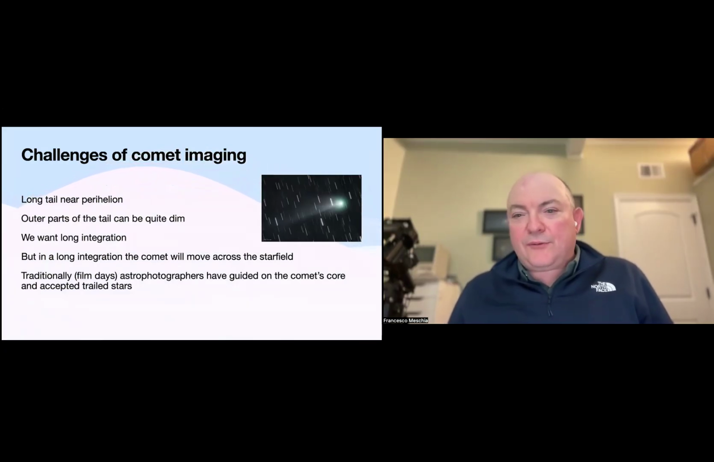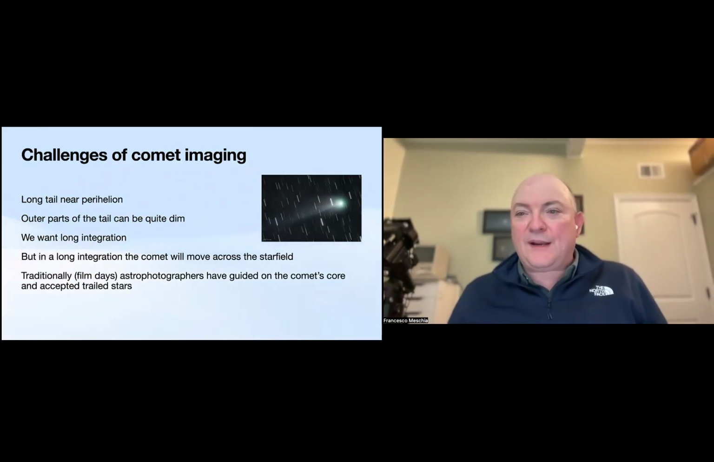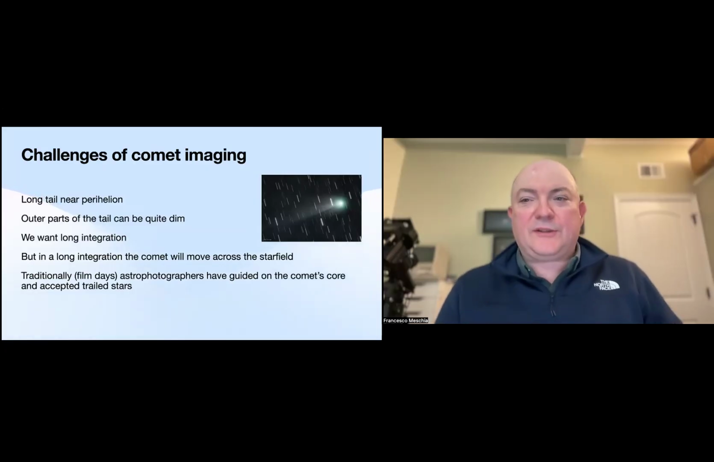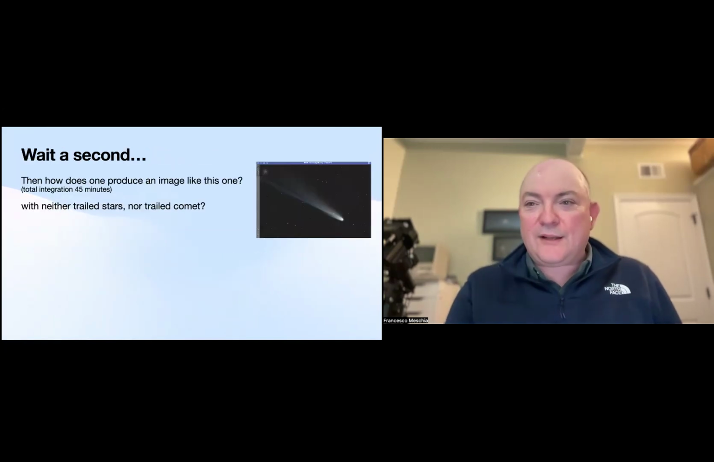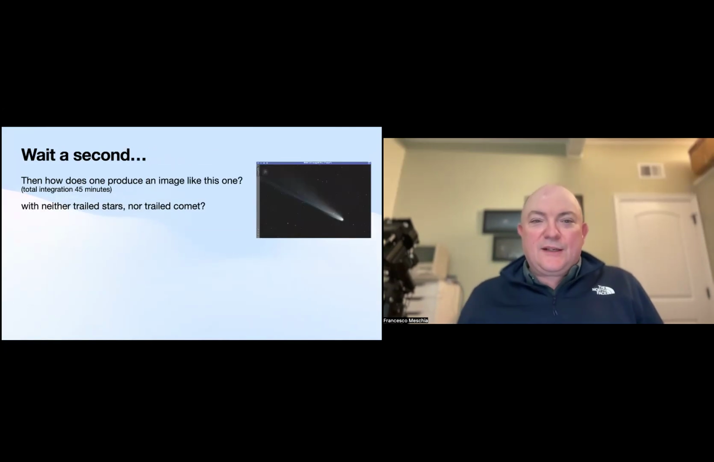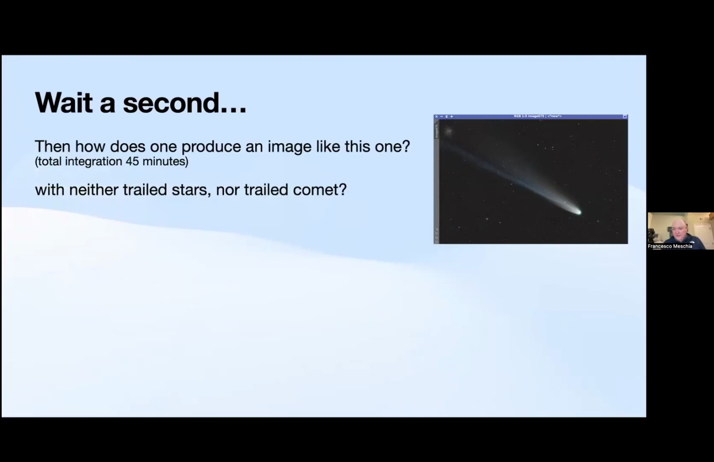In many cases, if you're a professional astronomer, you may not care, as long as you have maybe some really well-defined beginning and end of the star trails, so you can do astrometry. If you're interested in the comet, you don't care about the stars. But we care about pretty pictures, as we know. And so how to obtain a picture like this in which there are neither trailed stars nor a trailed comet?